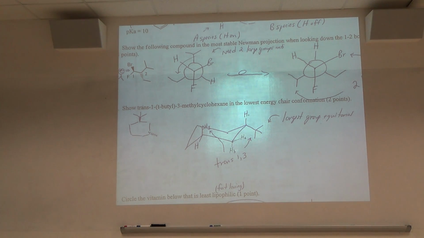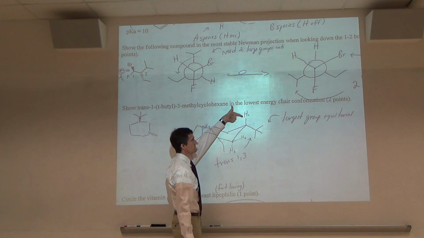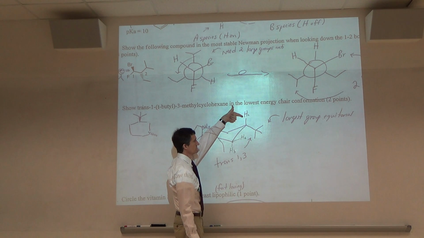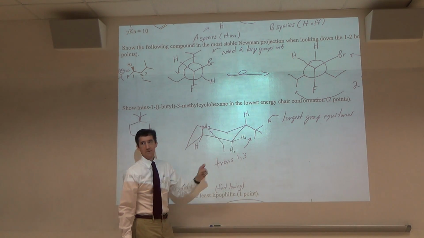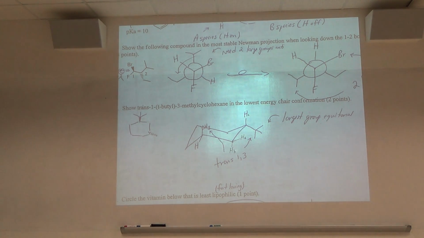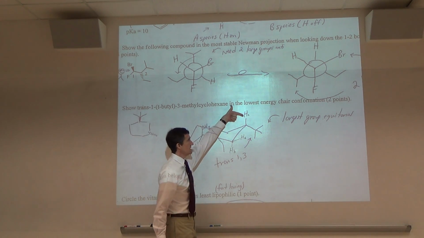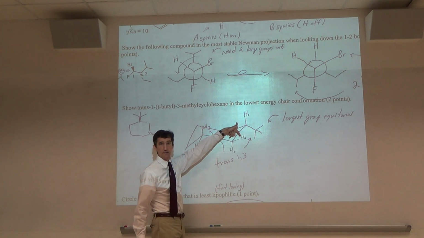Which one is trans to C? A or B? B. Which one is trans to this? B. B is trans. How are we deciding that's trans? Because they're going up. Because up versus down. Okay? This C, is that going up or down? Up. Is that going up or down?